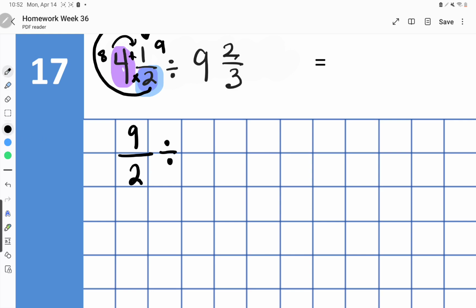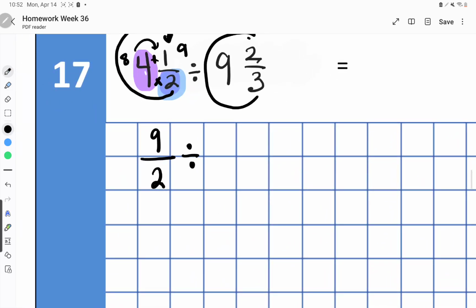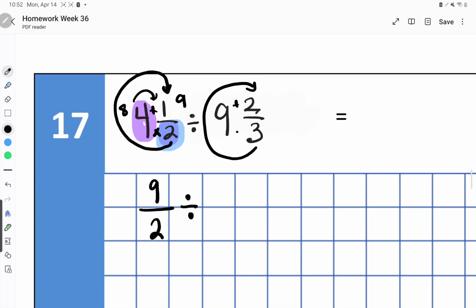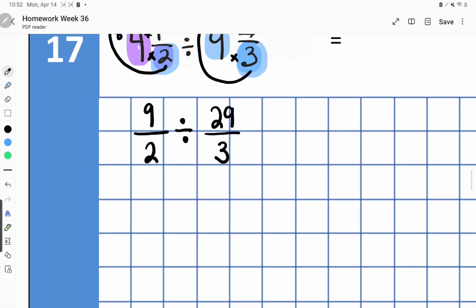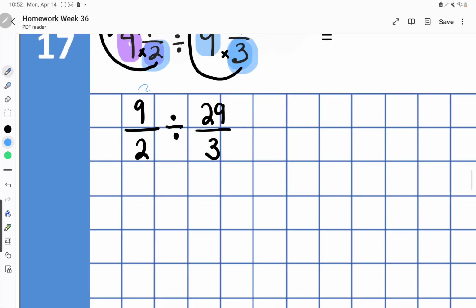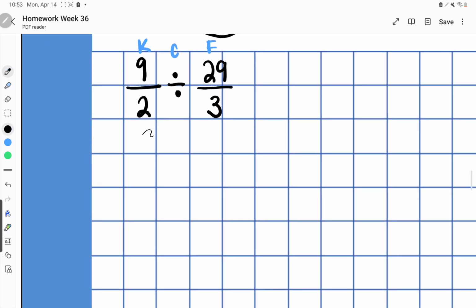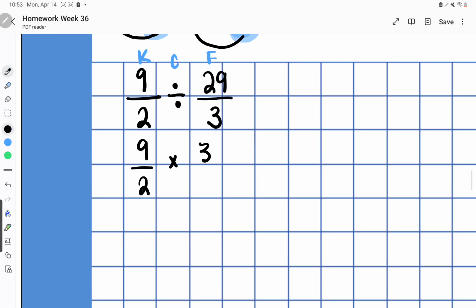Divided by, we'll do the Texas method for this as well. We do 3 times 9, which gives us 27, and then 27 plus 2, which gives us 29. And then our denominator stays the same, so it stays that 3 right there. When we divide fractions, we have to keep, change, and then flip. So we would have 9 over 2, change that to multiplication, and then 3 over 29.